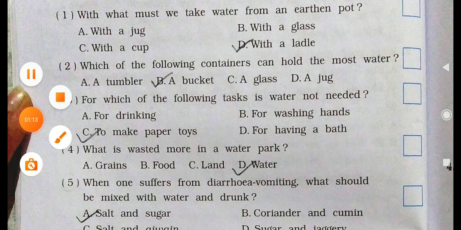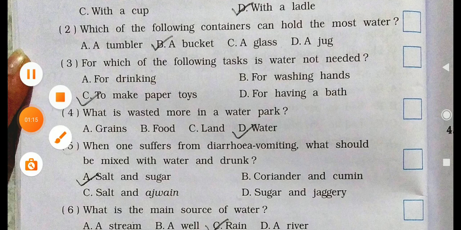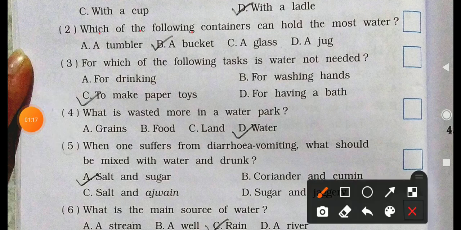And see the second one. Second number question. Which of the following containers can hold the most water? Given the following options are A, a tumbler, B, a bucket, C, a glass, and D, a jug. So which one is bigger, student? Yes, B one. A bucket is the right answer.